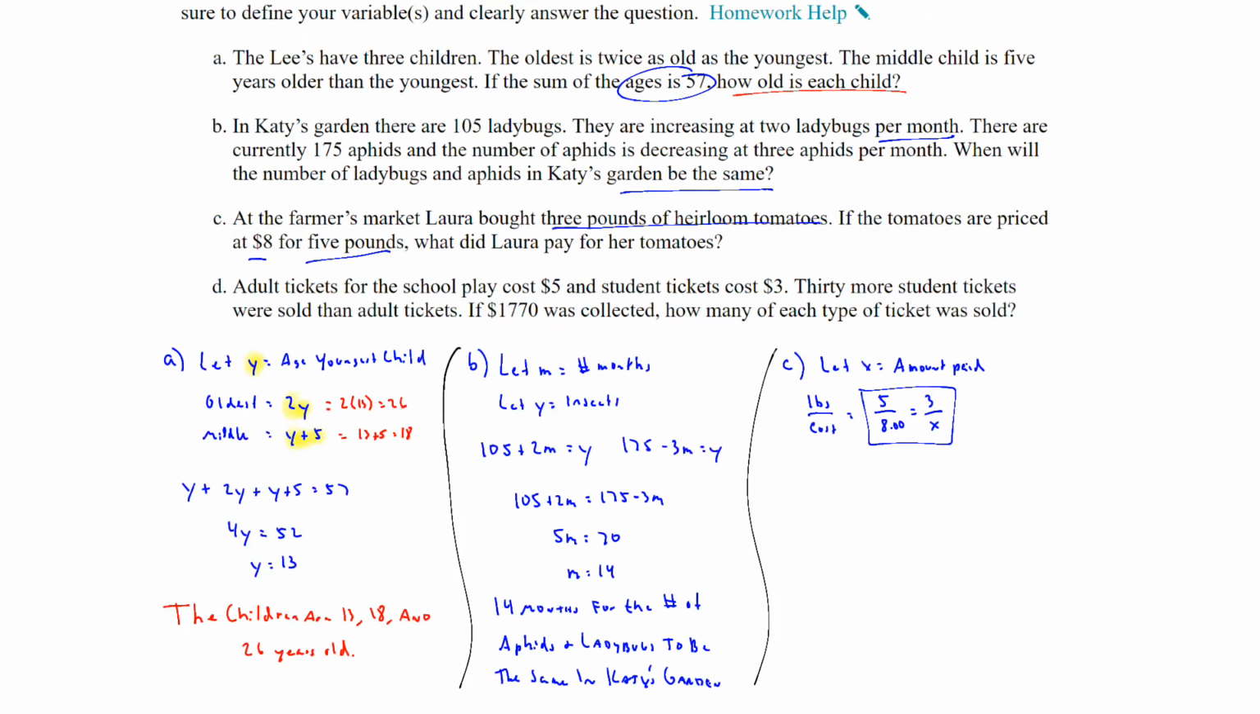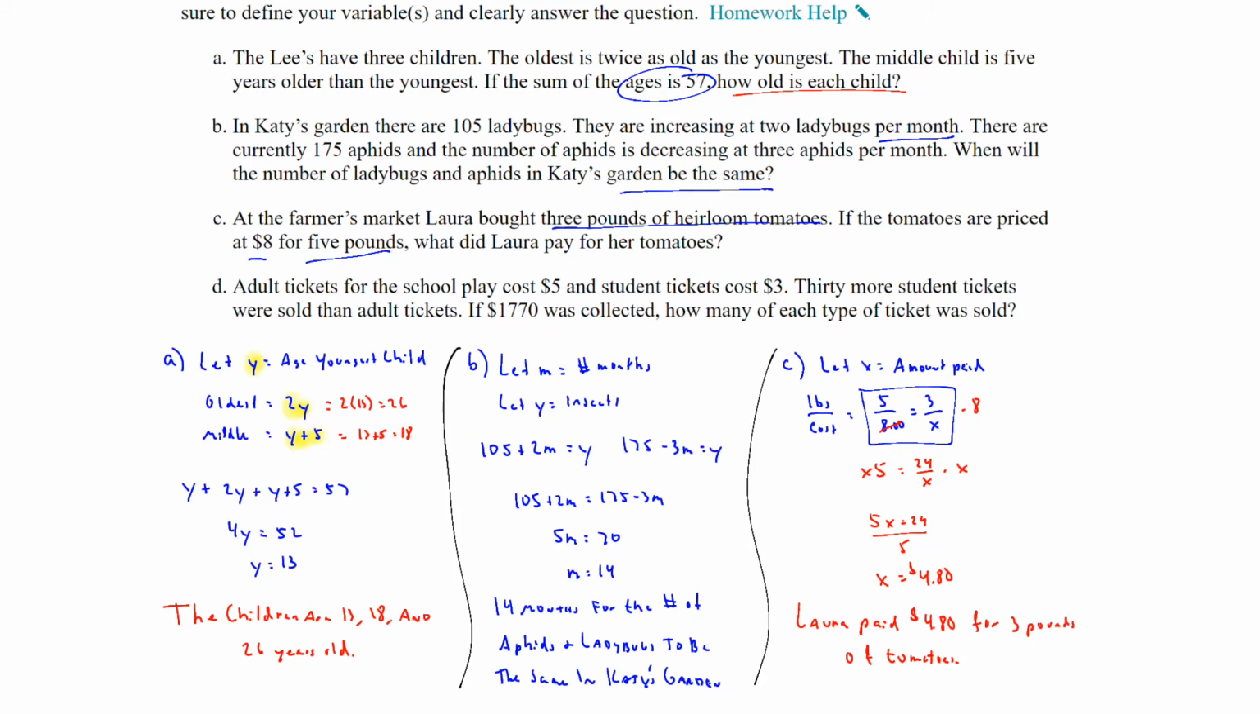So we can multiply both sides by 8. That will cancel this side and give us 5 equals 24x. Then we can multiply both sides by x to get rid of the denominator on the right side. And then divide by 5. 24 divided by 5 is $4.80. And so therefore Laura paid $4.80 for 3 pounds of tomatoes. That's 3 and then LBS for pounds.